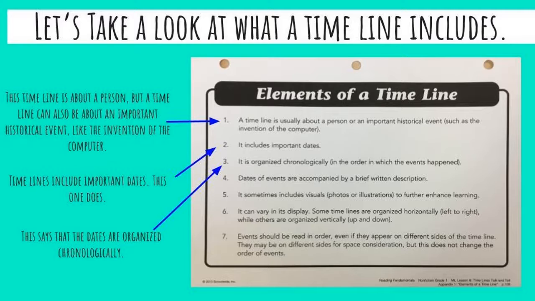And number 7, events should be read in order. Even if they appear on different sides of the timeline, they may be on different sides for space consideration, but this does not change the order of events. So that means that sometimes they could be up and down, but you read them in the date order that they occurred.